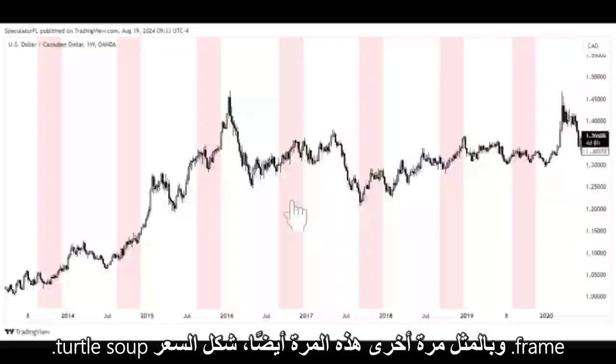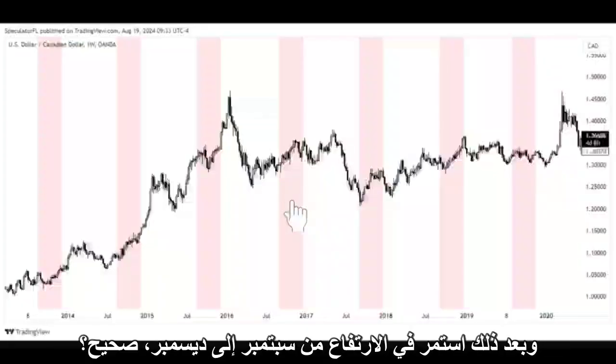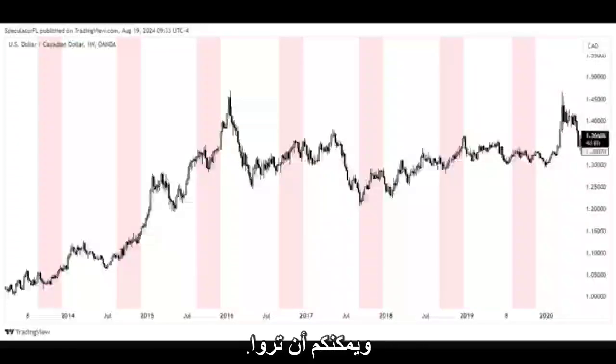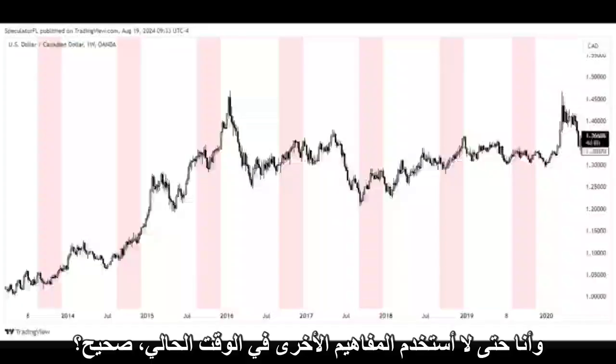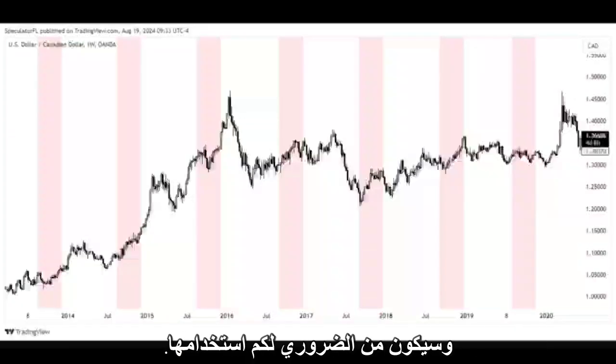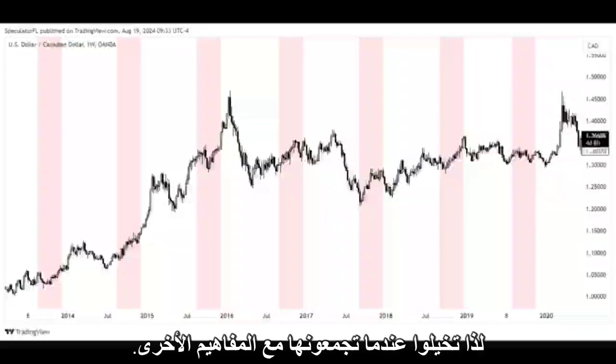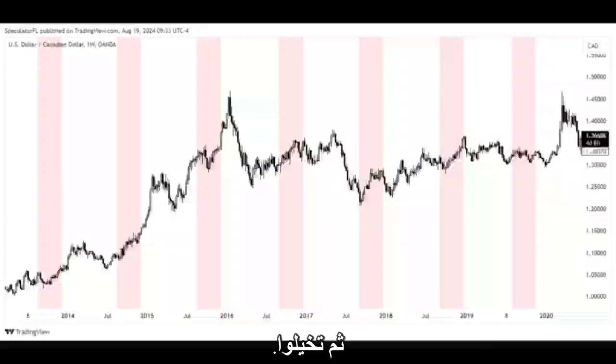Similarly, this time as well, price formed a turtle soup and then it kept going higher from September to December, right? And you can see how well this seasonality is working, and I'm not even using the other concepts at the moment, which will be necessary for you to use. So imagine when you combine it with the other ones, and then imagine how good your accuracy is going to be, right?